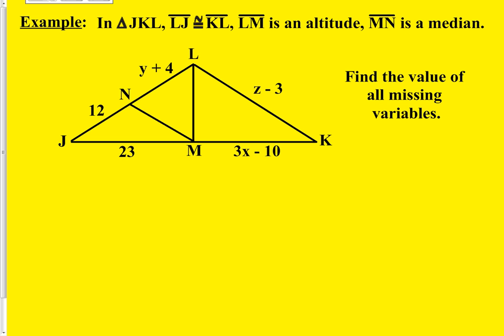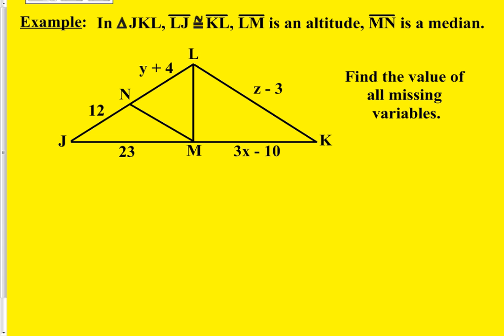In triangle JKL, line segment LJ is congruent to line segment KL. If I were you, I would find that in the picture after I got it copied down and find a way to mark it. Also, line segment LM is an altitude. I would look up the definition for altitude, find out what that means to the picture, and mark it. Line segment MN is a median. I would look up that definition, find out what that means to the picture, and mark it.